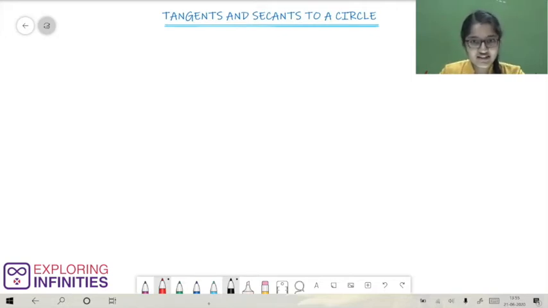So let's get started. The lesson that we are going to be discussing today is tangents and secants to a circle. Let's start by understanding the definitions of all important words in the title of this lesson, that is tangent, secant and circle. So first, let's see the definition of the word circle.